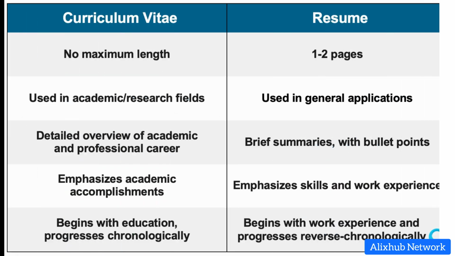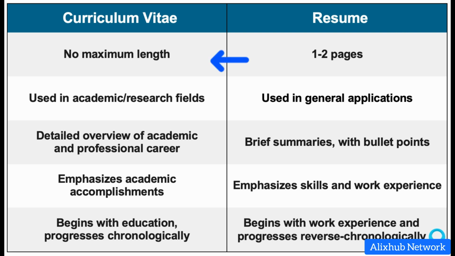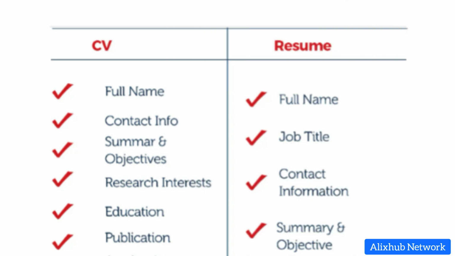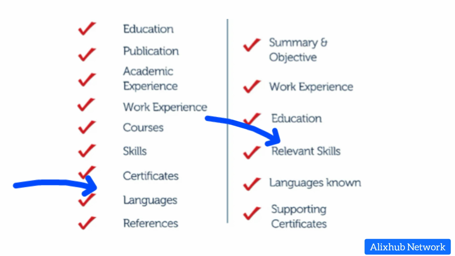On the other hand, some people say a resume is different from a CV. A CV, to others, is more lengthy and it's not limited to a number of pages. It's mostly used in academic and research fields. The resume is used for general applications. A CV tells you more detailed information about an employee, while a resume is more brief and short. A CV contains your publications, your education, your courses, certificates, your languages, and ends with a reference. While on the other hand, a resume contains your full name, your job title, work experience, relevant skills, languages, and supporting certificates with no reference.